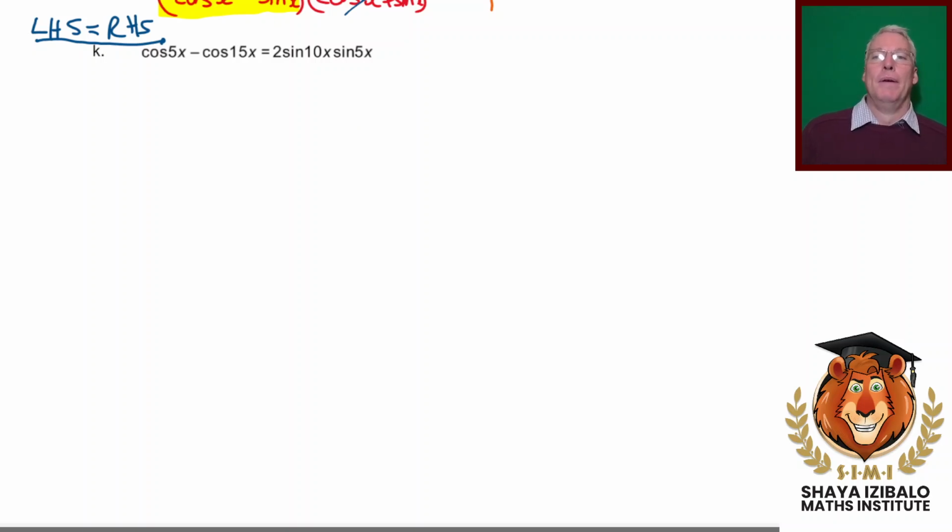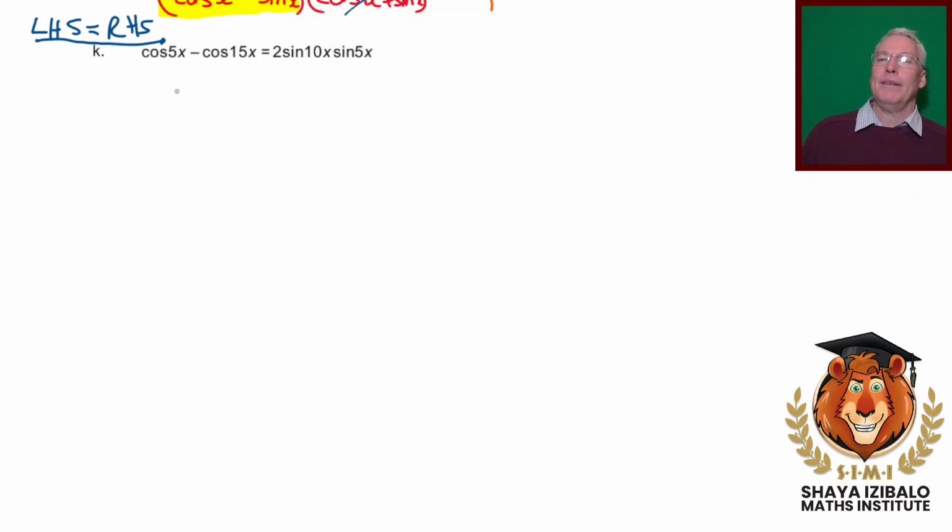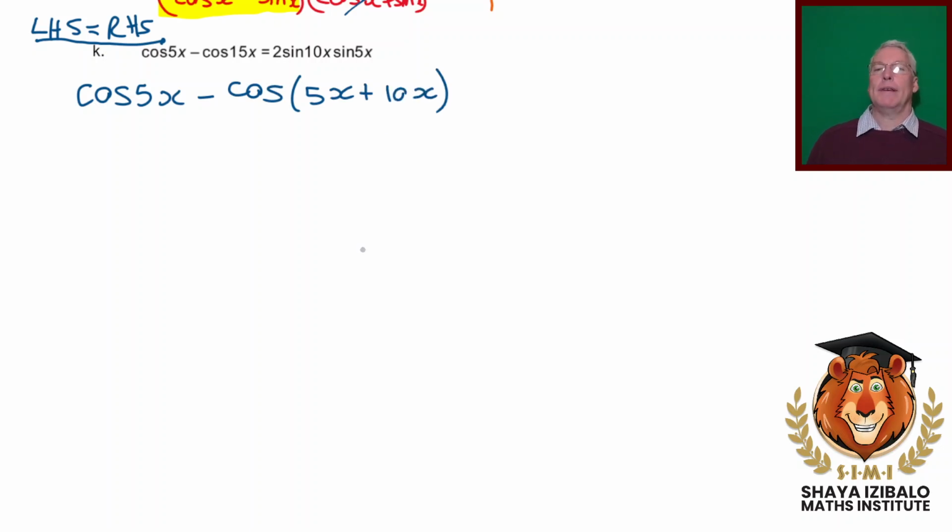Let's take a look at this one. Let's look at it together. Now, we've got 5 and 15 and 10 and 5. I don't know how to do this question. I've not done it before. But I'm guessing, and we might be wrong here, that we want to break this into 5x plus 10x. So in other words, cos 5x minus cos of (5x plus 10x). We're just seeing what we could do here.